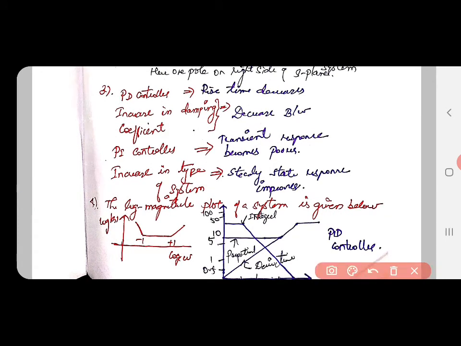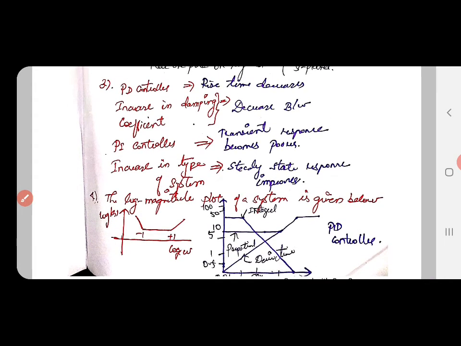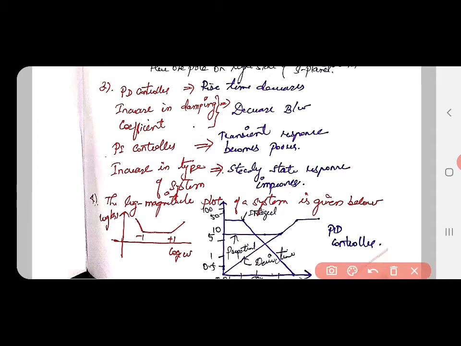The magnitude plot of a system is given below. They are just asking what this controller is. They have given a magnitude plot and they are asking what type of controller it is. We need to know one important concept, which is the PID controller plot.